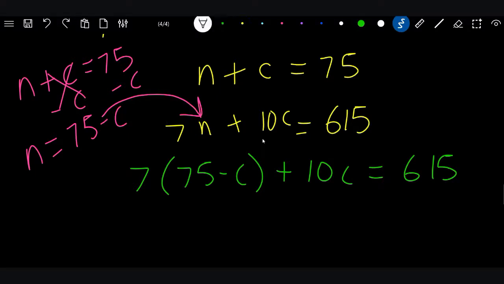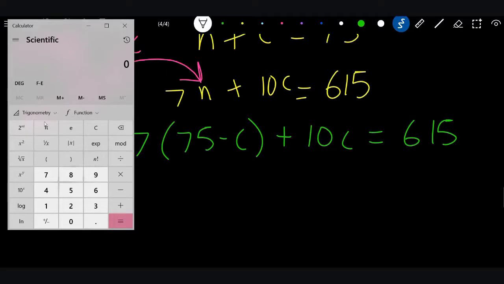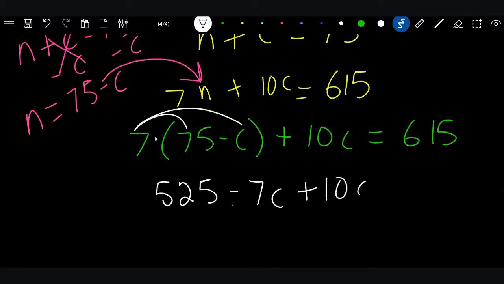I'll change the color again. Let's go ahead and solve this. What do you get when you multiply this together? I don't know. I'm glad I have my calculator out though. I get 7 times 75, and that equals 525. So I get 525 minus 7c. That's me distributing that. Plus 10c equals 615. All right, we can do this next.